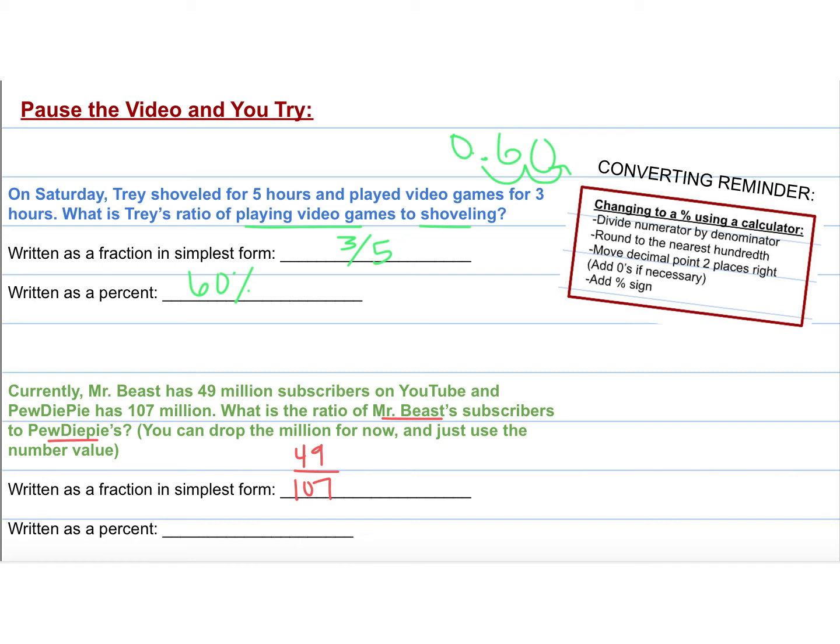Turning that into a percent, 49 divided by 107, which is, again, to the nearest hundredth would be 46 hundredths. Move the decimal 2 spots to the right, 46%.